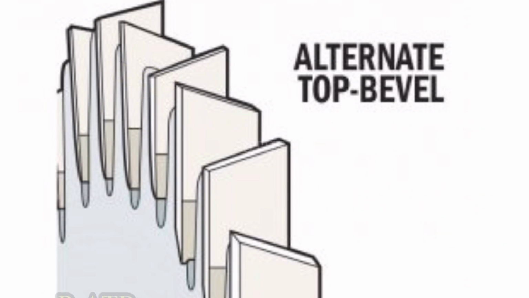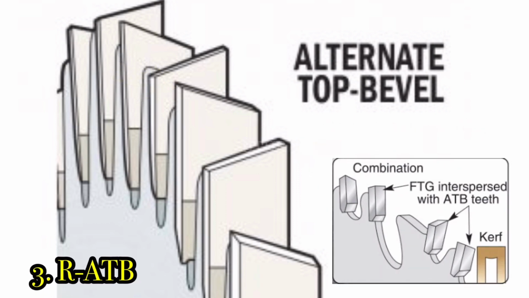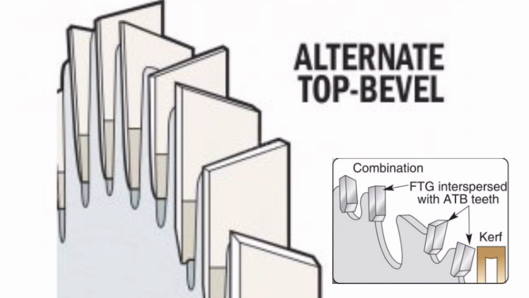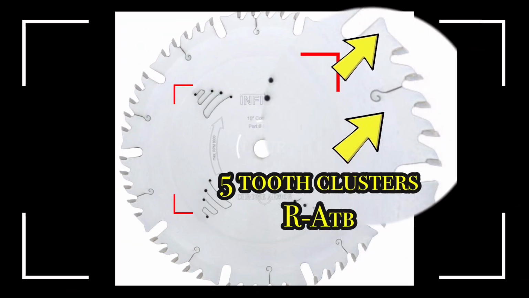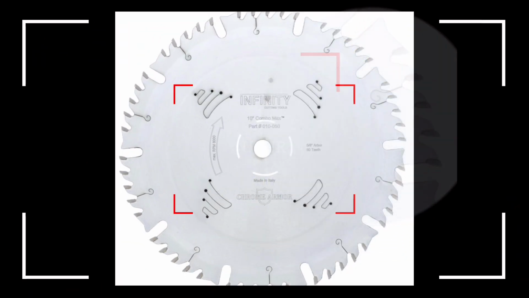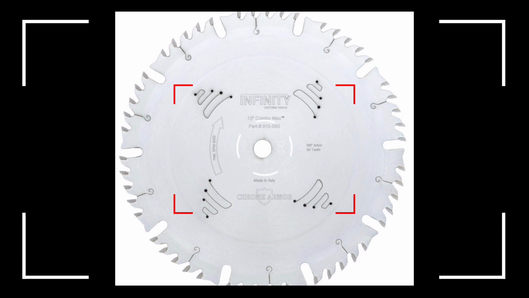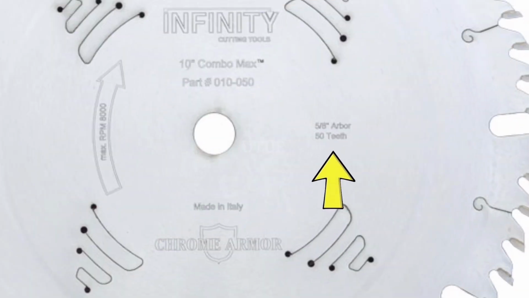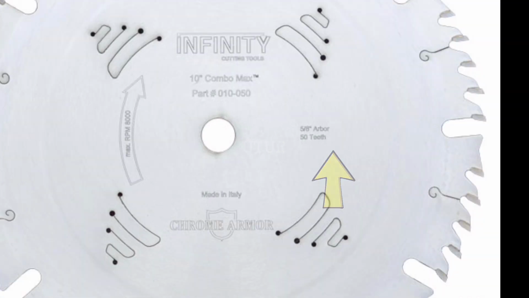And lastly, for the ATB, you've got your alternate top bevel raker. The ATB raker's tooth configuration consists of cross-cutting teeth and ripping teeth in 5 tooth clusters. It is designed for both ripping and cross-cutting, and it is featured on the 50 tooth combination blade like we've got here, where the caveat reads 50 teeth.